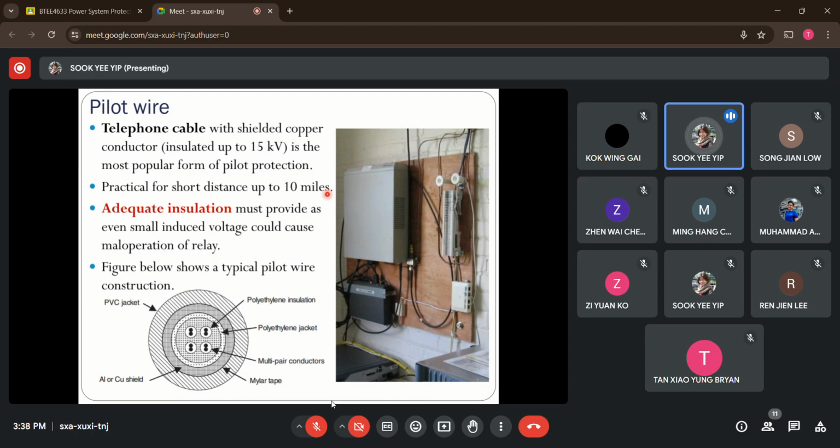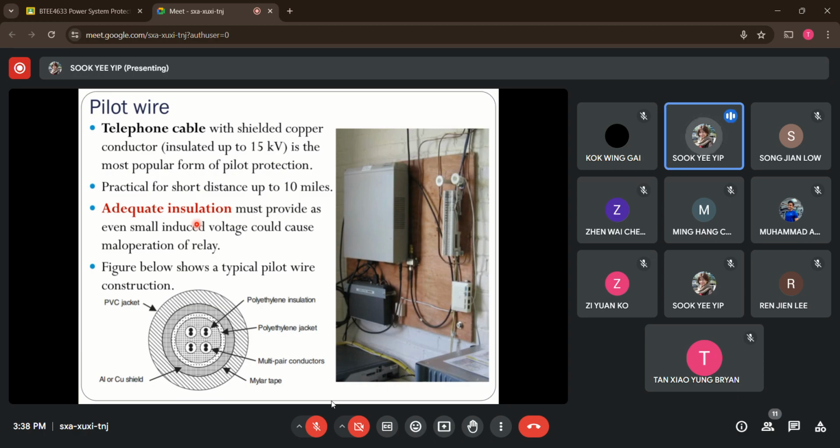Whenever we are using the pilot wire as a communication channel, adequate insulation must be provided, as high as 15 kilovolts. Why? This is because even a small induced voltage in the pilot wire is enough to cause maloperation of the relaying system, which means we have maltripping. Hence we have low security due to this induced voltage from the neighboring line.